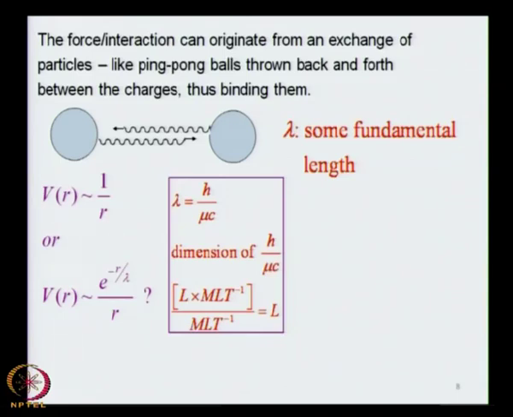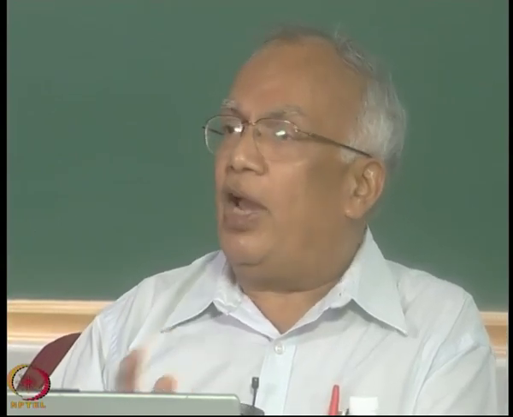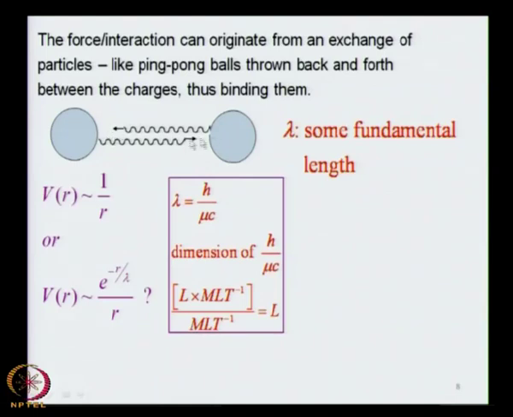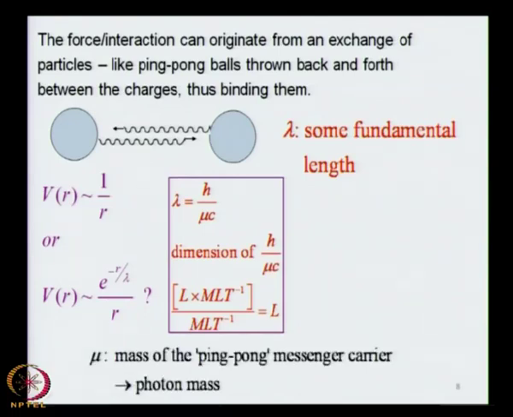Yes. What exactly is the mass of the photon? That is exactly what we are about to discuss, right. That is precisely the question I am coming to. The fundamental quantity that one can generate to construct length is coming from h over mc or mu c, where mu is the mass of the photon which is being exchanged between these two charges, and this is the carrier particle. So, this would be the photon mass, and let us ask what it would be like.